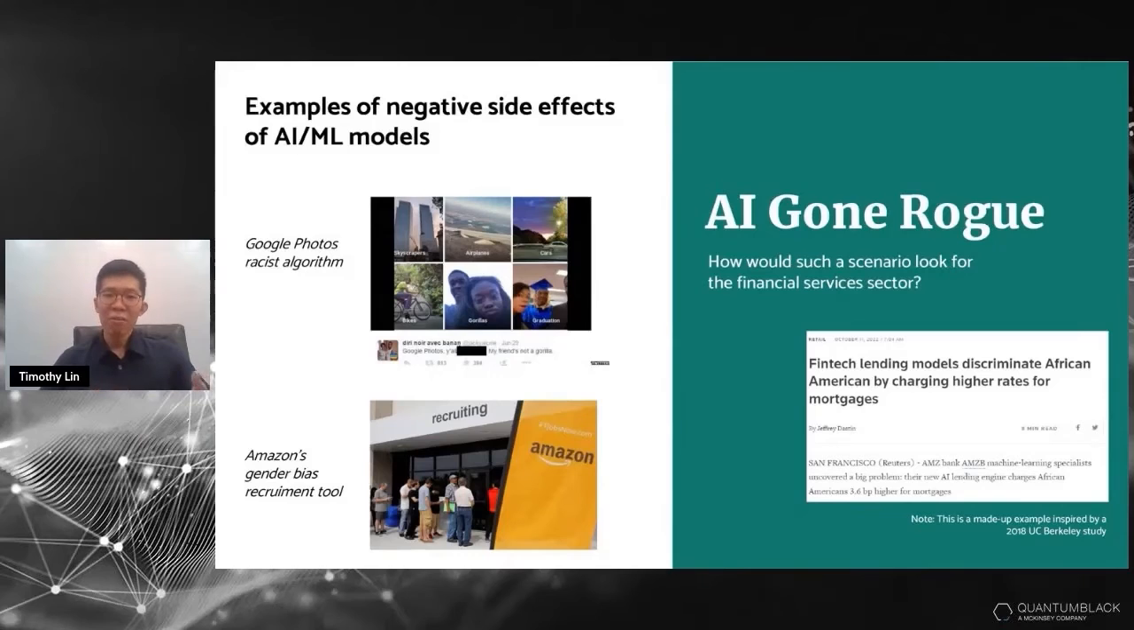So in such a scenario of AI gone rogue, I would like to pose a question and ask, how would such a scenario look for the financial services sector?